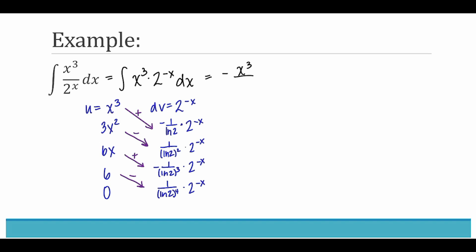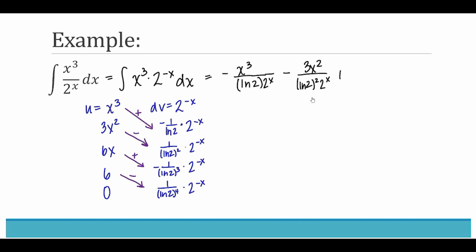I'm going to write this as x to the third over ln2, and then times 2 to the x will also be on the bottom, because I'm going to keep that 2 to the negative x. I'm going to keep it on the bottom. So then the next one is going to be minus, I'm going to keep the 3x squared on the top, and then I have natural log 2 squared, 2 to the x in the denominator.